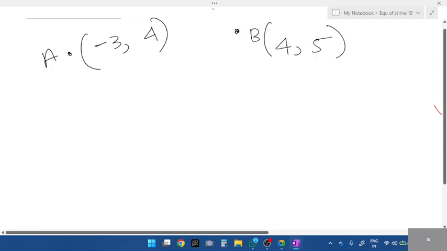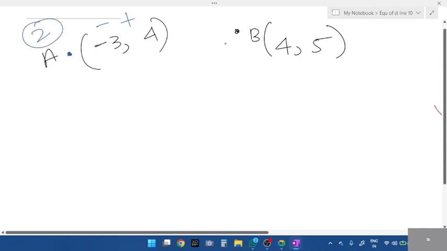Now let me take 2 points. Point A lies at -3, 4. Second point B lies at 4, 5. Okay, now I want all of you to answer. Unmute and answer. A lies in which quadrant? -4, students. One minus, the other one is positive. Which quadrant? Be quick.